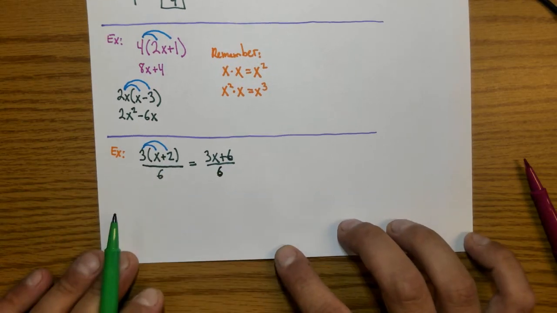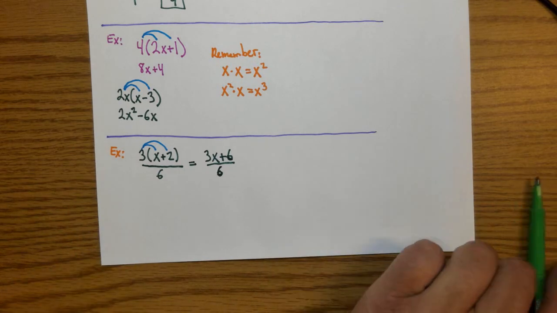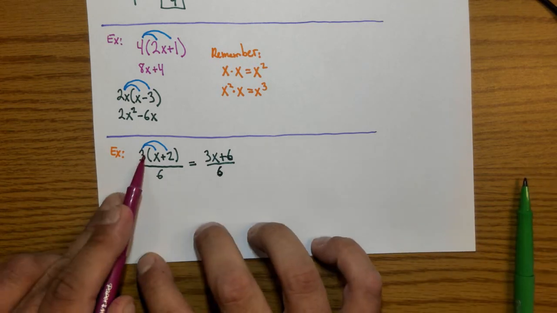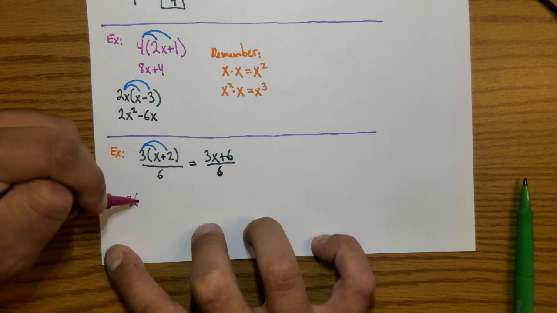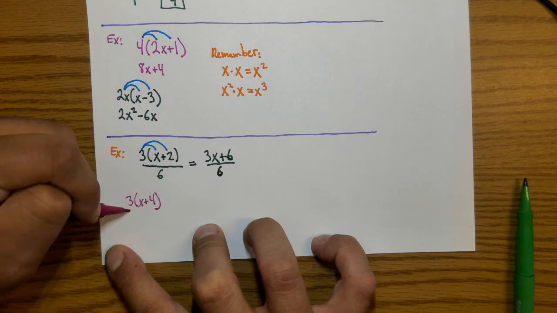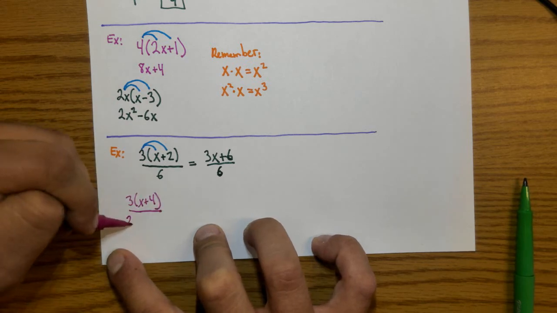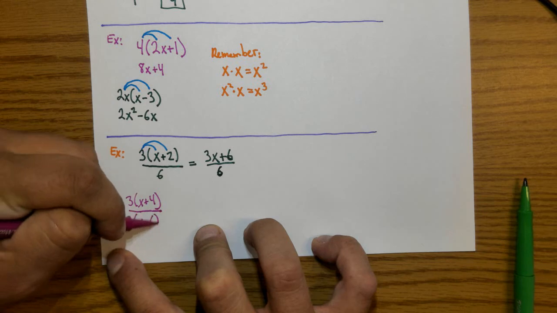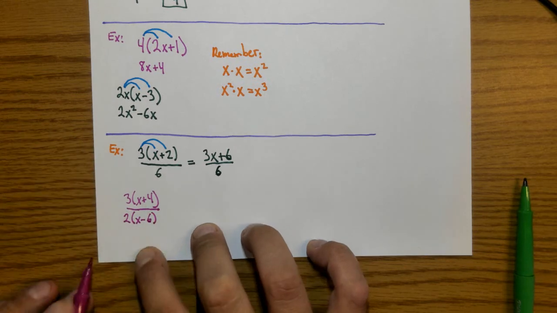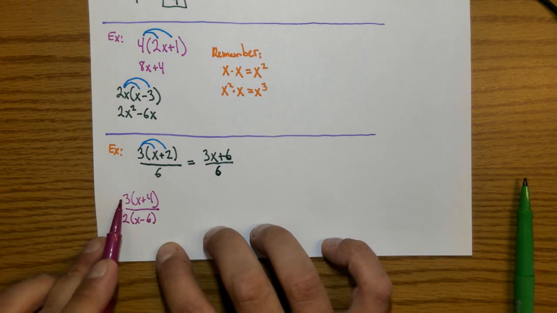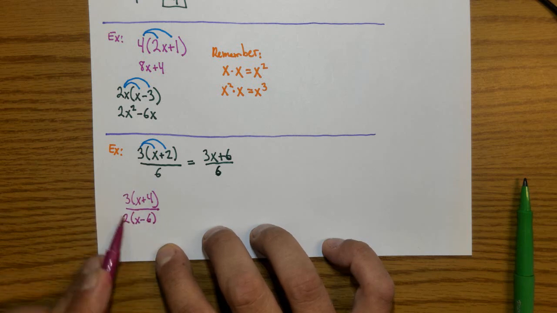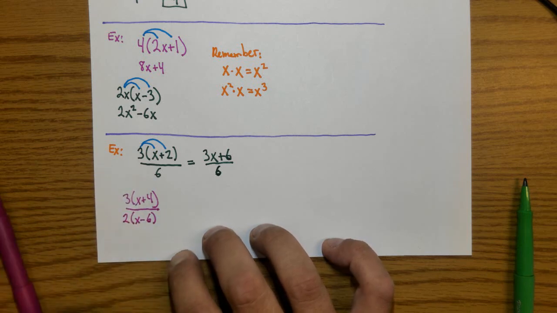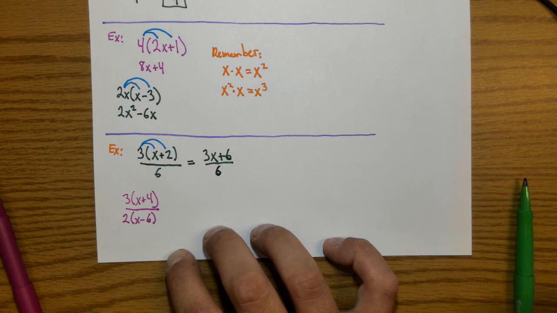Let's try something a little more challenging now, where we're going to have something like this on both the top and the bottom. So say we have 3 times x plus 4 divided by 2 times x minus 6. And again, I guess my 6's look funny. Okay. So it looks like we're going to have to simplify the top, simplify the bottom, then see if we can divide it all. Normally when we're working with something like this, we won't be able to divide. We'll just keep it as it is. Very rarely will we be able to divide.